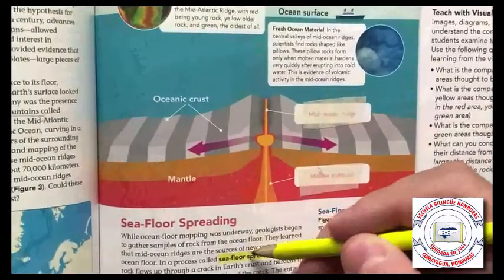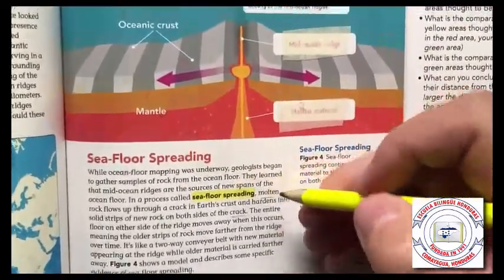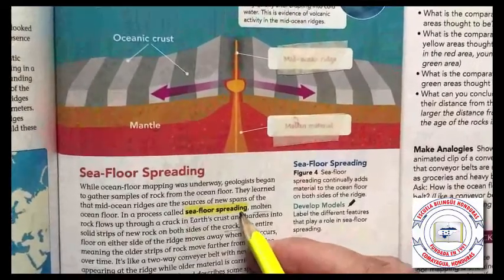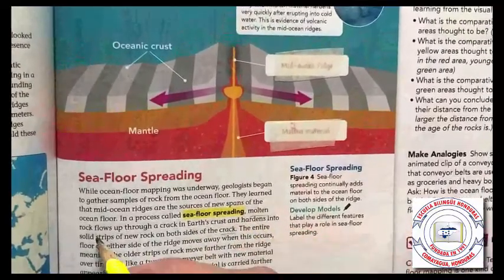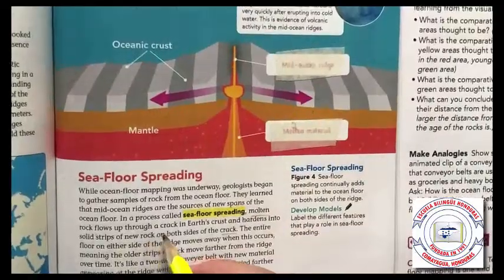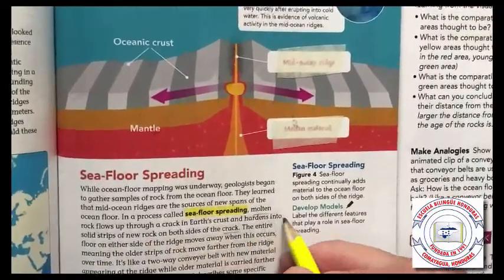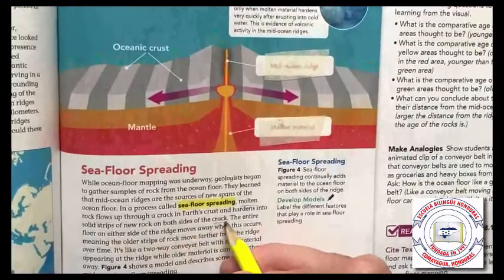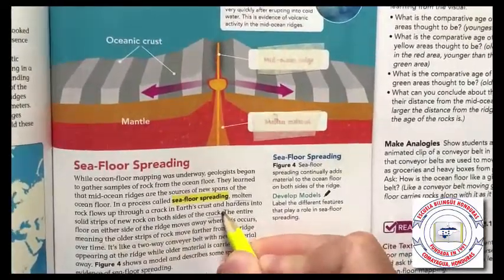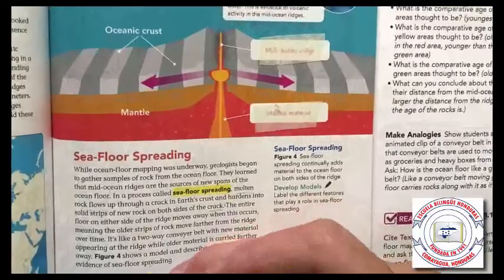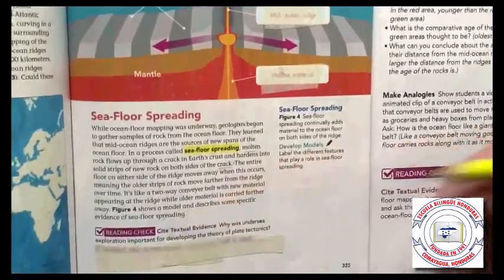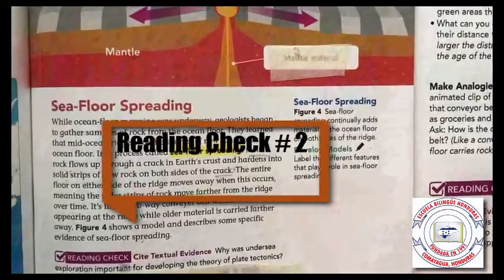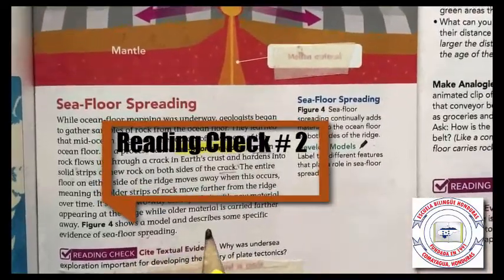Over here, guys, you have another definition. Please underline the definition. In this case, seafloor spreading is when molten rock flows up through a crack in Earth's crust and hardens into a solid strip of new rock on both sides of the crack. Underline until the point, the definition. Okay, you have the second reading check on page 335. Read carefully the question in the reading check, and then complete the activity.